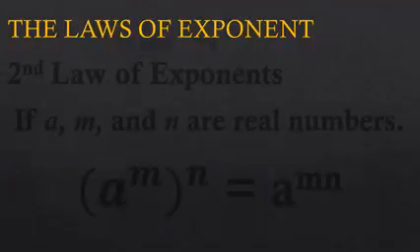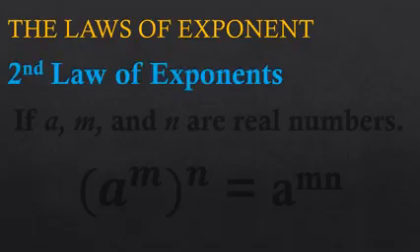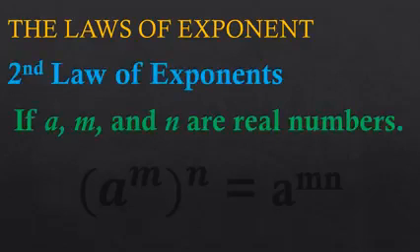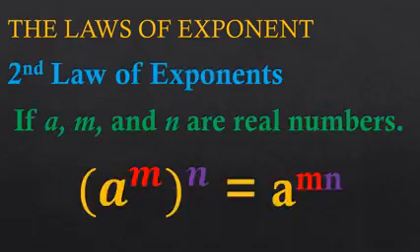Let's now proceed to the second law of exponent. If a, m, and n are real numbers, then a raised to the mth power raised to the nth power is equal to a raised to the mn power. So here we have a power of a power. So what we will do here is simply multiply the exponents and copy the common base.